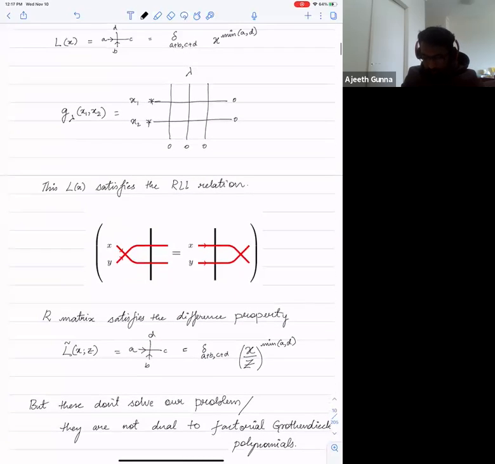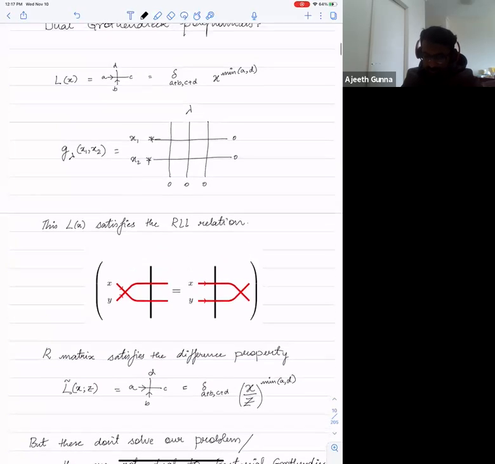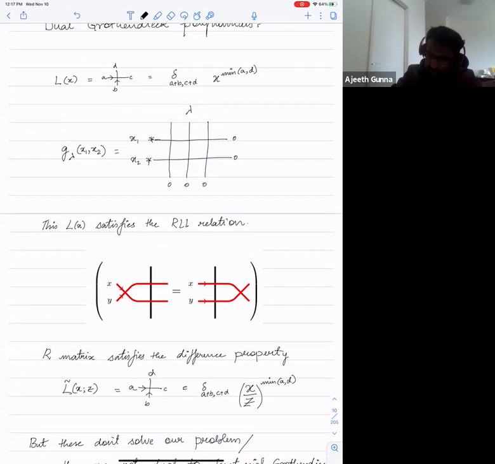So it satisfies the difference property, which means now we can introduce these spectral variables to it. Let me define this new L matrix as L(x, z), with the same conditions where a, b, c, d can be any positive integers, and my Boltzmann weight now is x over z to the power of the minimum of a and d. And you can show that these polynomials are symmetric because the R matrix is independent, and so you can move it across.